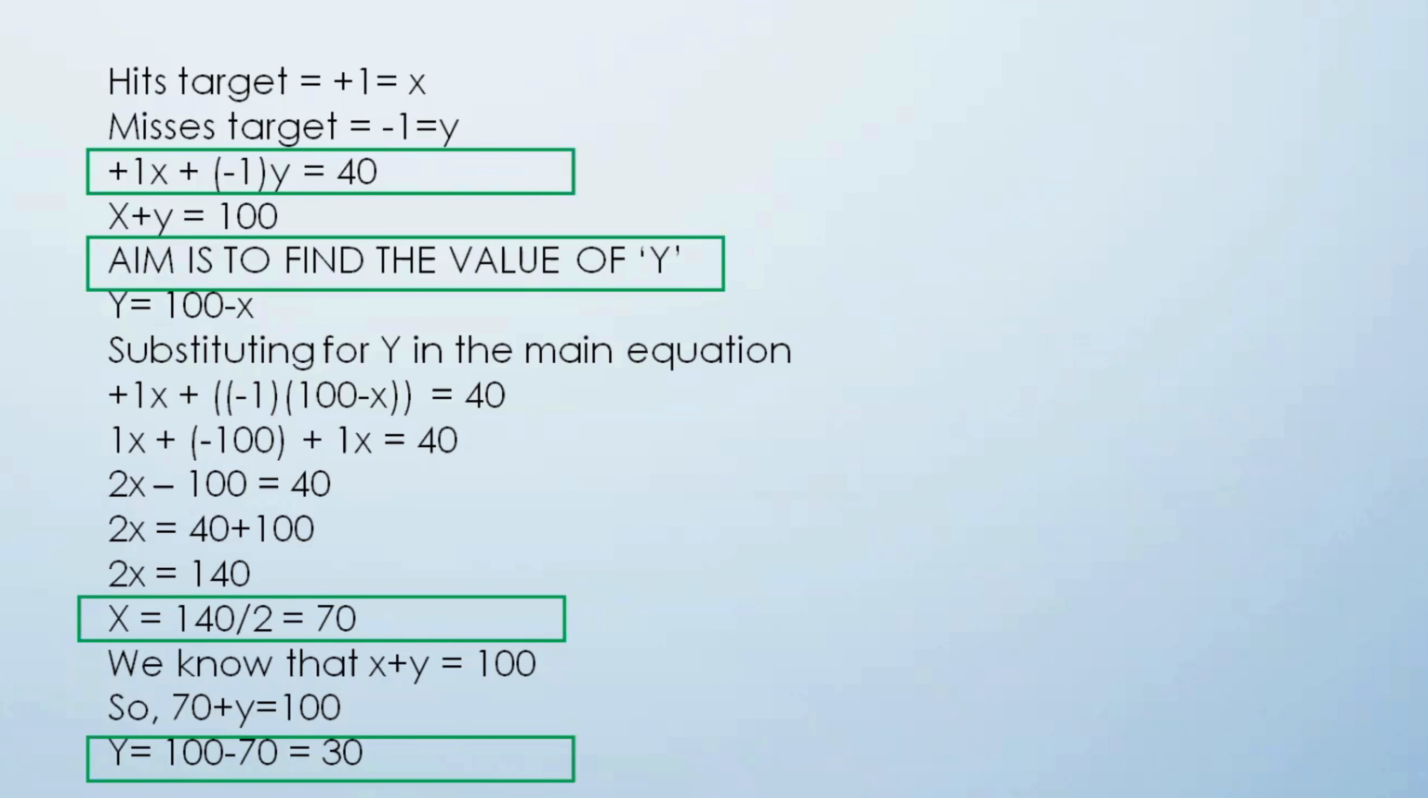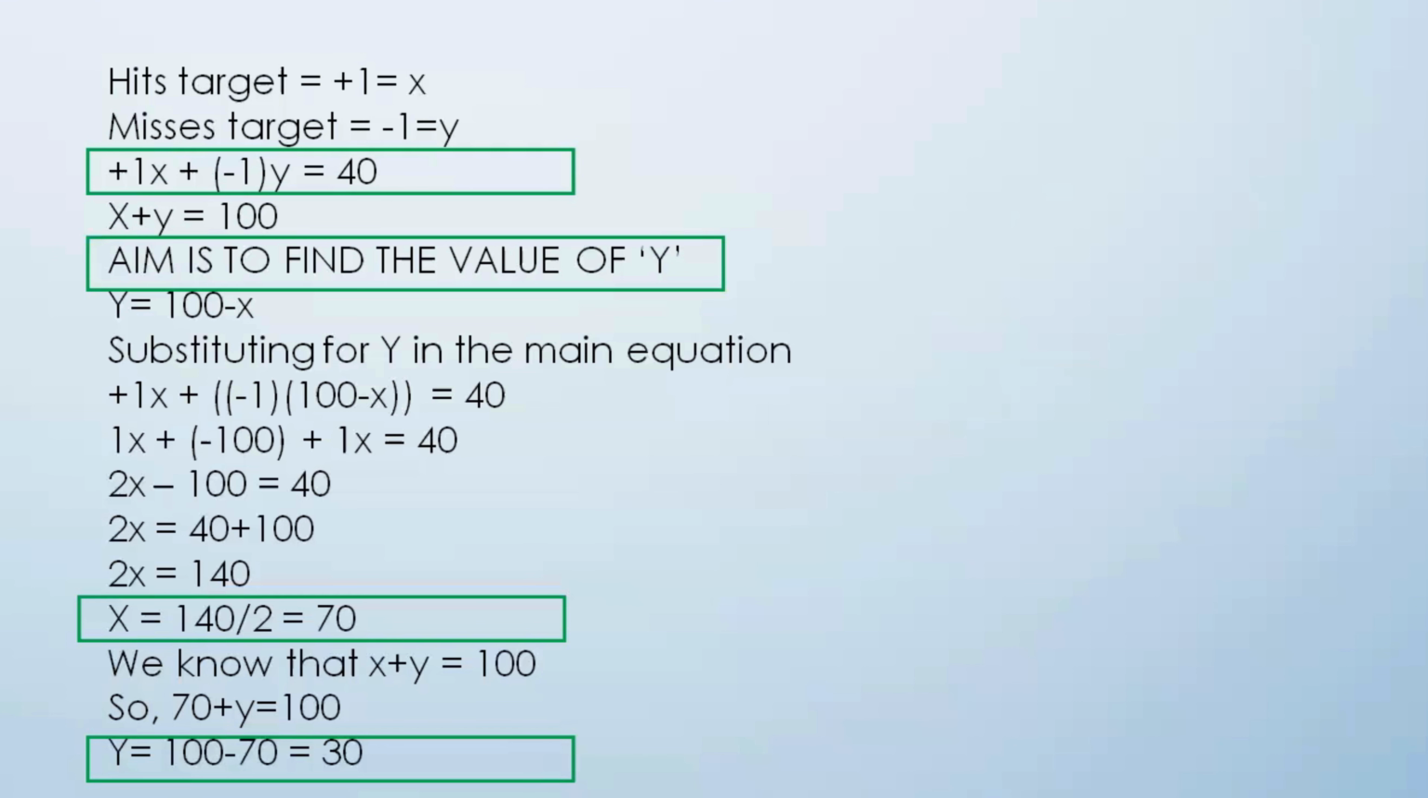And x plus y, that is the number of times of hitting the target and missing the target together, is 100. Our aim is to find y, which could also be treated as 100 minus x, because he is aiming at the target 100 times. If he missed it a certain number of times, the other times he hit the target. So in the main equation, that is in the first equation, you have to substitute y as 100 minus x. And once you do that, that is plus 1x plus minus 1 into 100 minus x, which is equal to 40.